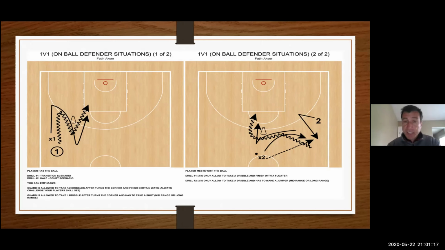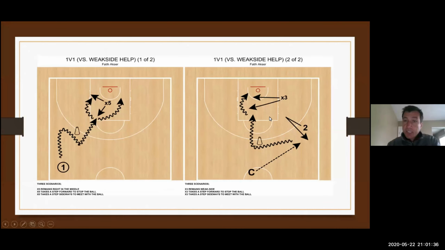Now that was the on-ball defender. How are we going to educate our weak side defense? In the same situation, instead of a coach, we put the offensive player here, X5. We go through exactly the same stages, three different scenarios happening, and the same thing happening in a weak side help scenario. How are we going to do it?